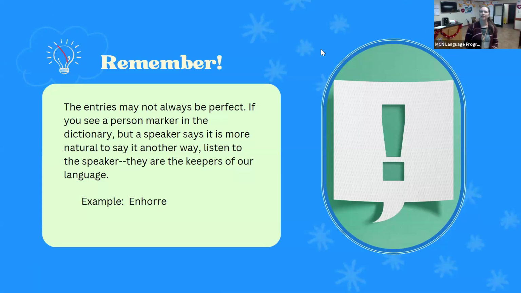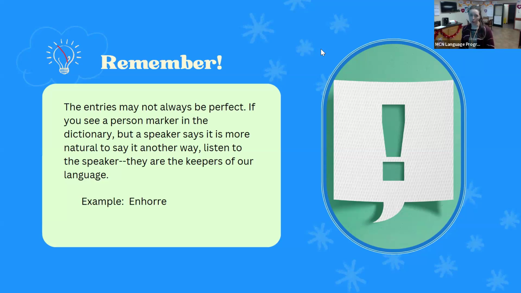I also wanted to make the note, which I actually used just now. Remember that the entries may not always be perfect. If you see a person marker in the dictionary, but a speaker says it's more natural to say it a different way, listen to the speaker. Because they're the keeper of the language. They know what they're talking about.